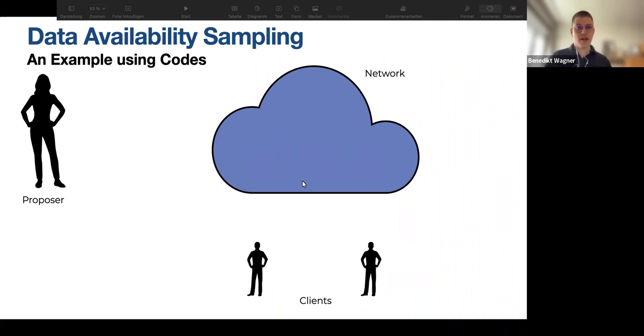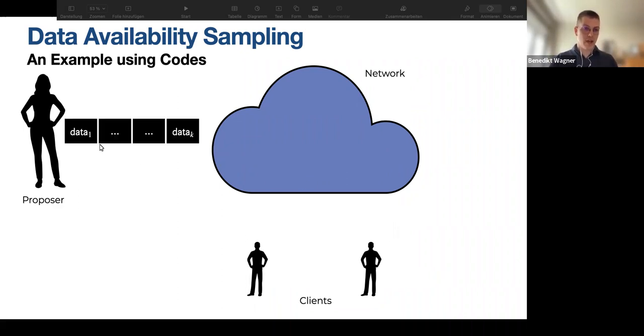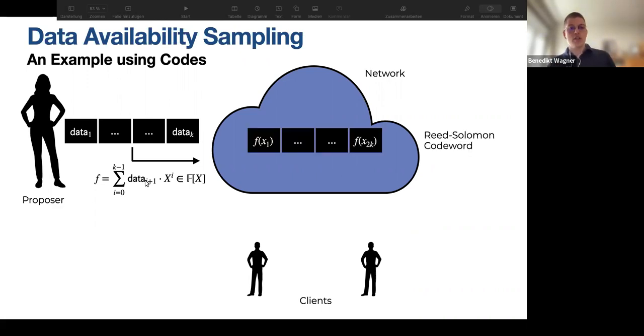So let's add redundancy using a code. Again, let's say Alice has these k chunks of data, and now she treats them as coefficients of a polynomial of degree k minus one over a finite field. Then she sends to the network not the data itself, but instead all the evaluations, or let's say 2k of these evaluations, of the polynomial. In other words, she encodes the data using a Reed-Solomon code.